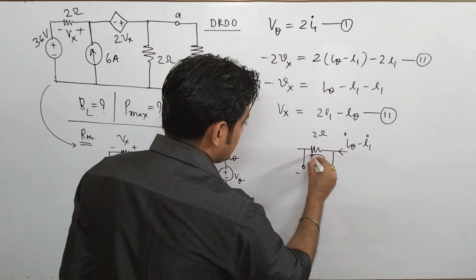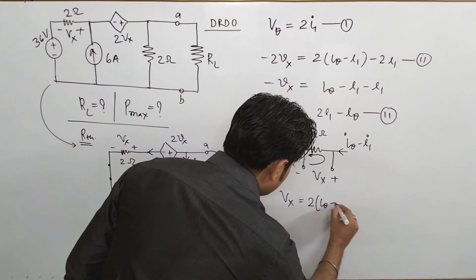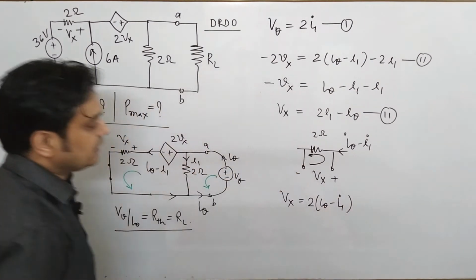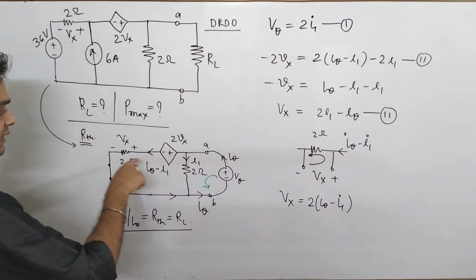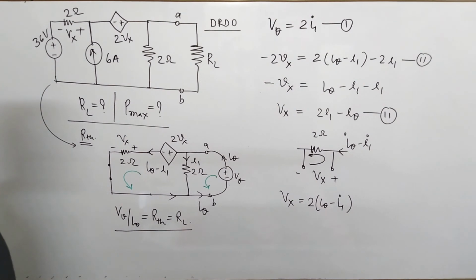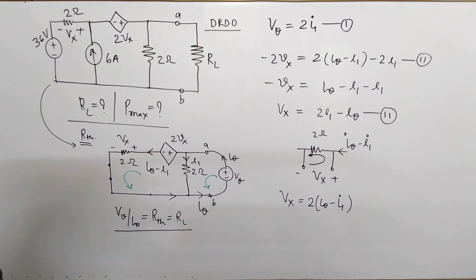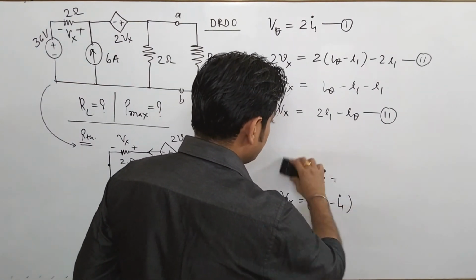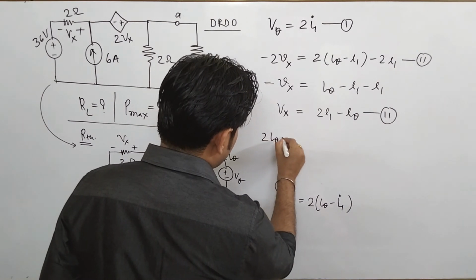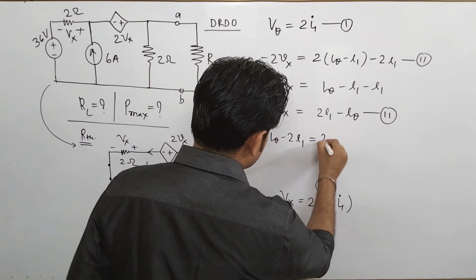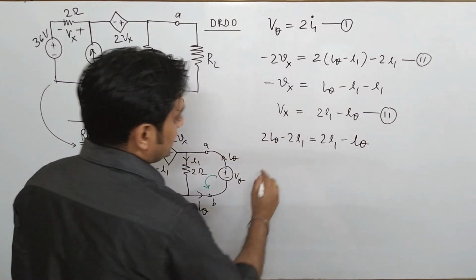So you just apply loop in this fashion. So the value of Vx comes to be how much? It is 2 into I theta minus of I1. Very important. You have to apply the loop in this fashion. So minus 2 plus Vx, that is equal to 2 into I theta minus of I1. Okay. So like that we have found the value of Vx. Now what we will do, we will put this value here. Now see. So that comes to be how much? It is 2 of I theta minus of 2 of I1, that is equal to 2 of I1 minus of I theta.